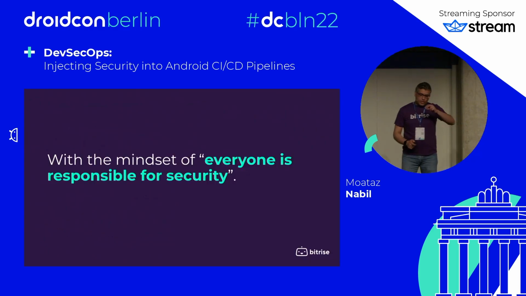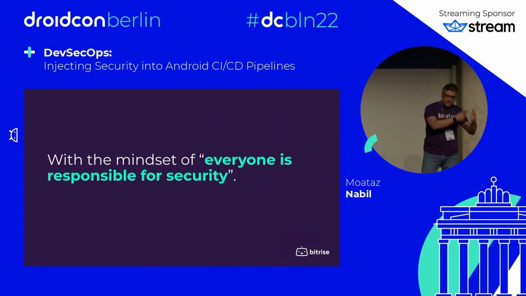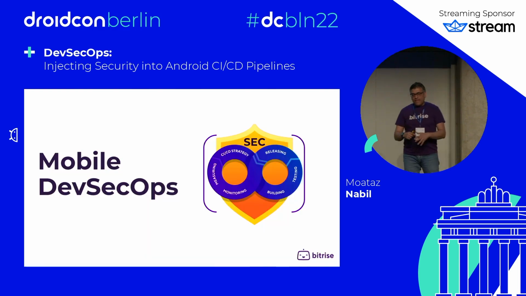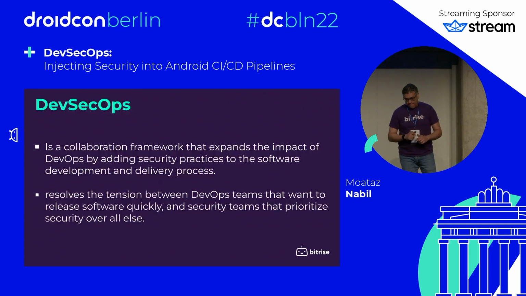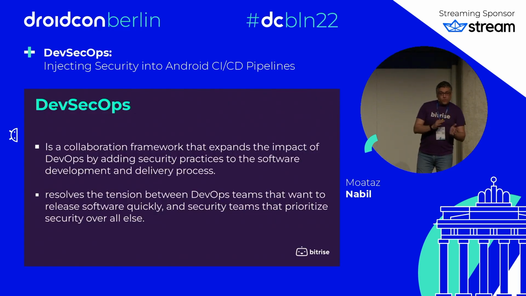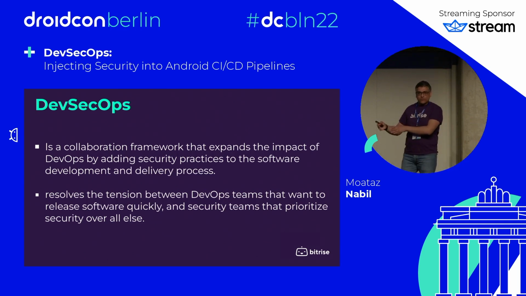Additionally, security is a responsibility for everyone, which is why we have mobile DevSecOps. We add security in the lifecycle of DevOps. It's a collaboration framework that expands the impact of DevOps by adding security practices and processes inside the CI/CD cycle or the DevOps cycle.